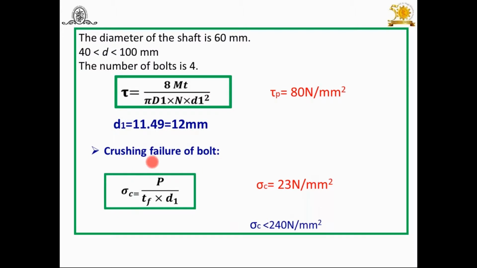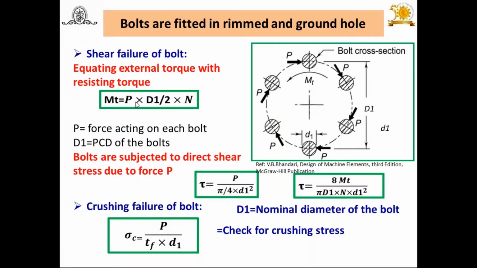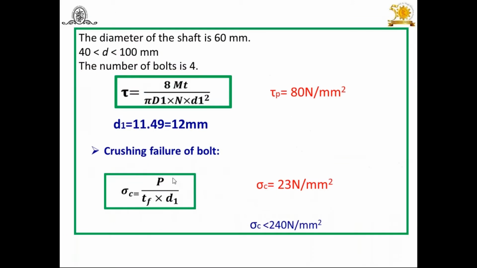You have to check the bolt again for crushing failure. The crushing stress is equal to force upon projected area. For the bolts inserted, projected area means thickness of the flange into diameter of the bolt. Which diameter? Nominal diameter d1, that is 12. You can substitute. Thickness of the flange we know very well, 0.5 times the diameter. P is already calculated, so substituting this P you will get sigma C.